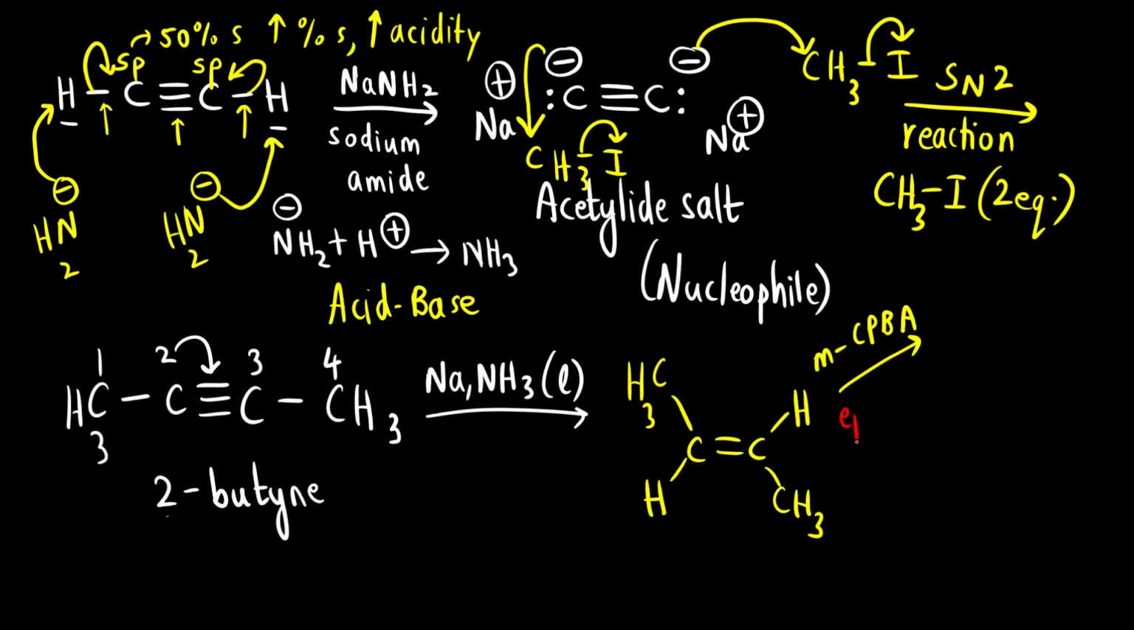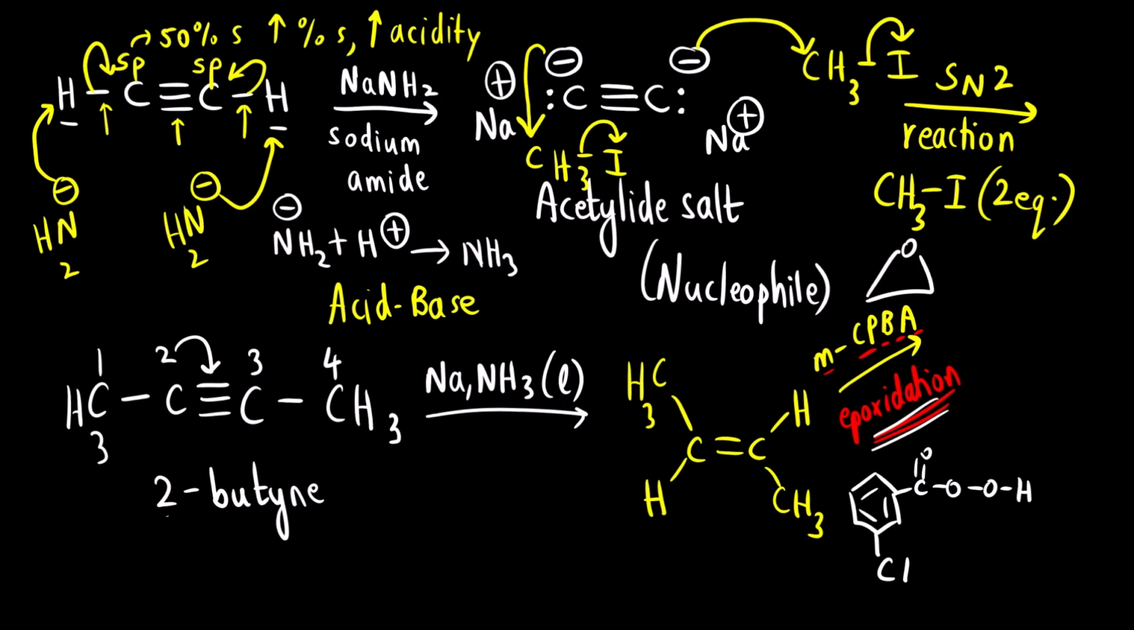Epoxidation means formation of a 3-membered heterocyclic ring, okay, by using this reagent, that is metachloroperbenzoic acid. What is the structure of this? Benzoic acid is this, C double bond O OH. Perbenzoic acid means here there is a peroxy linkage. Then at the meta position there is chloro. So this is the reagent used for epoxidation. What is an epoxide? Epoxide is a 3-membered ring with oxygen as the heteroatom.